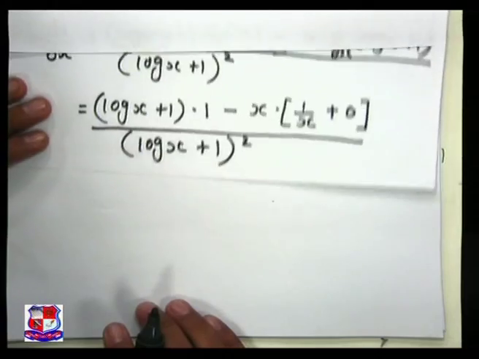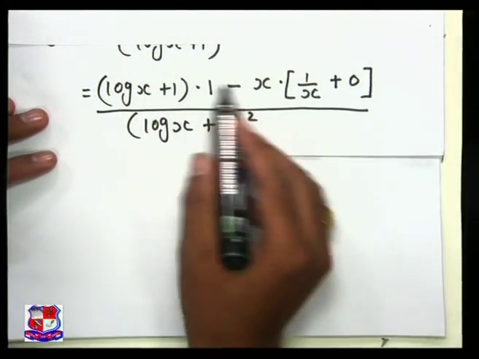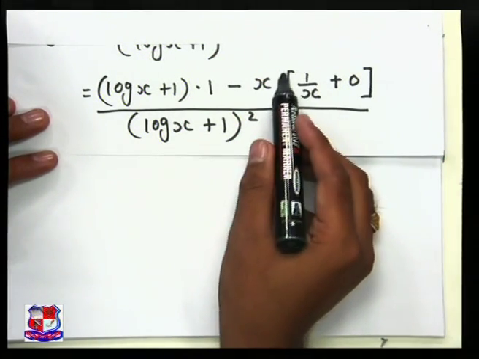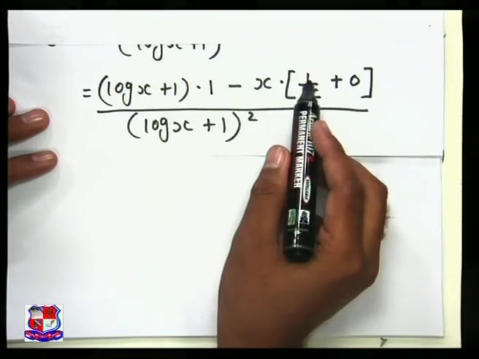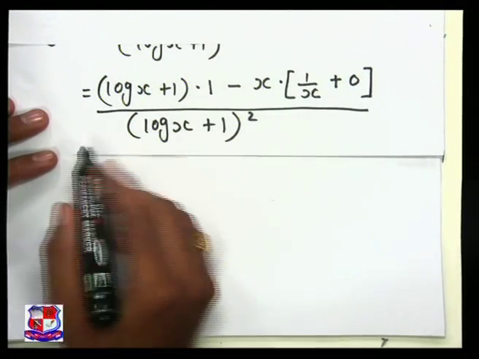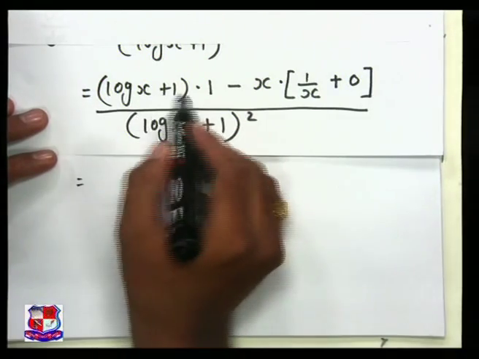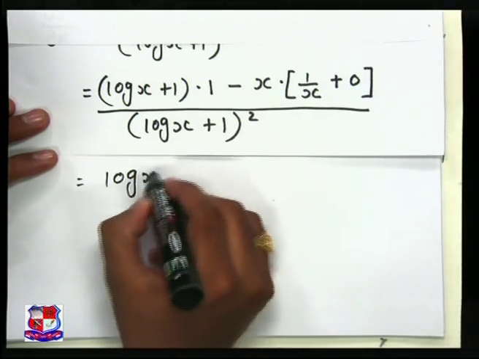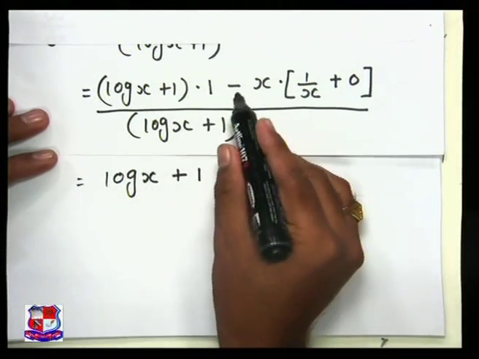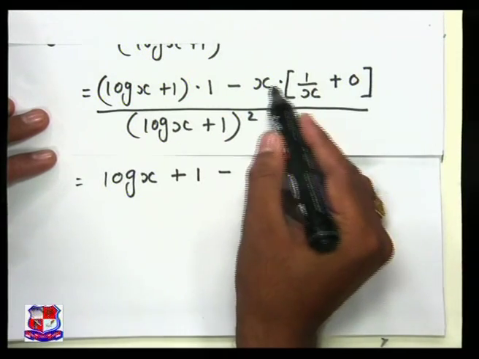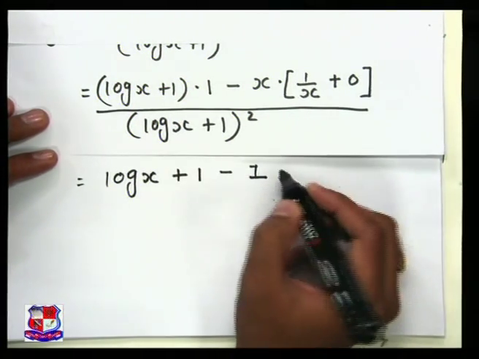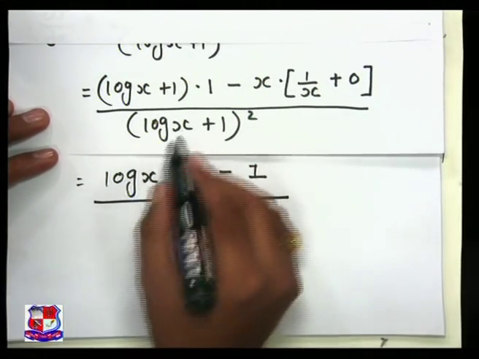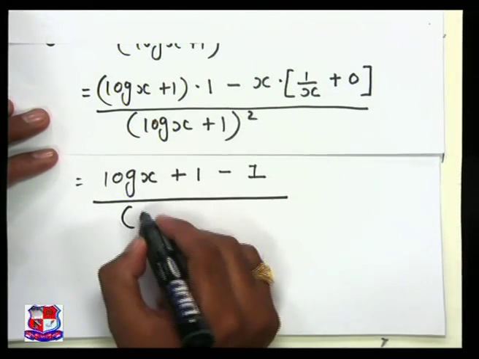Now our next step is to simplify the numerator further. Here x multiplied by 1 upon x, so the x and x cancel out and the remaining value is only 1. We want to simplify further: log x plus 1 as it is, multiplied by 1, so you can write log x plus 1, with the minus sign as it is. This x multiplied by 1 upon x gives 1, and x multiplied by 0 we ignore, divided by log x plus 1 whole square.